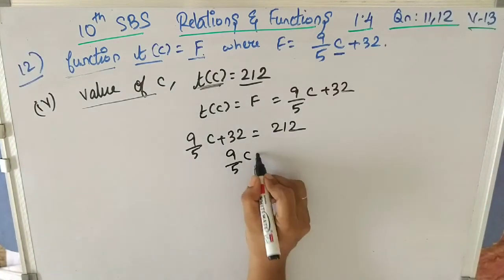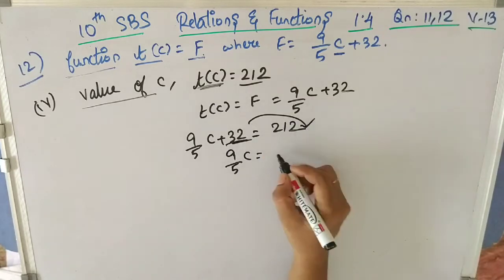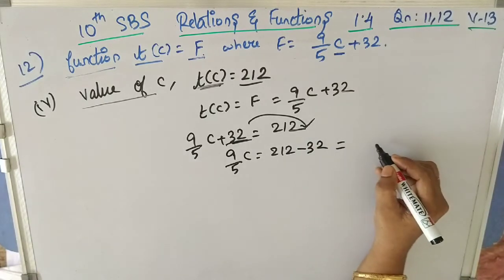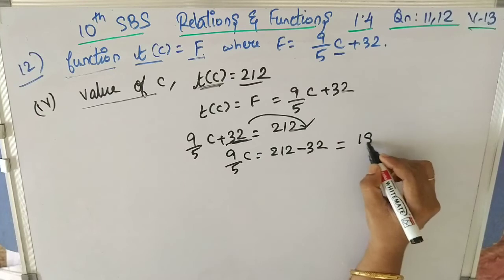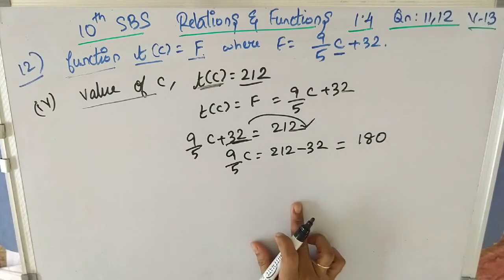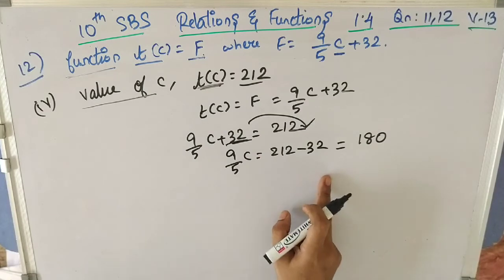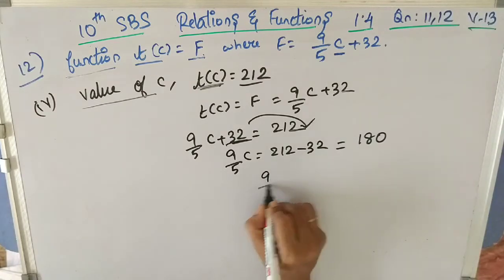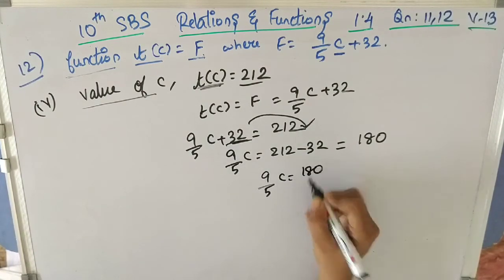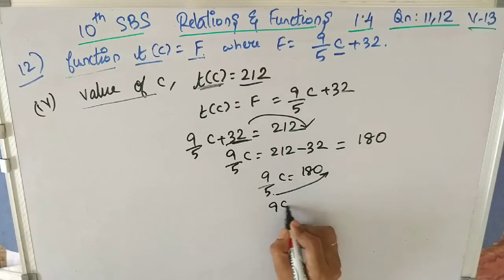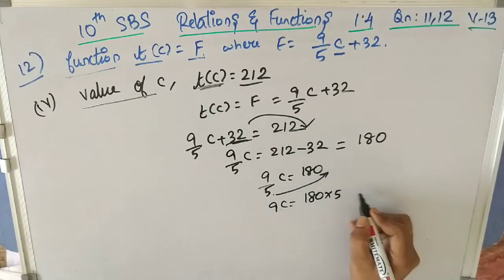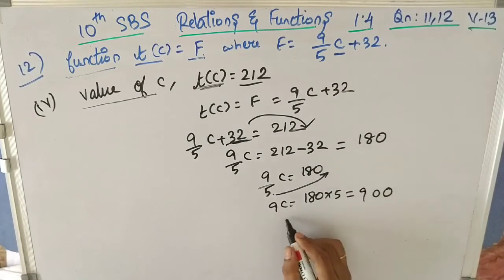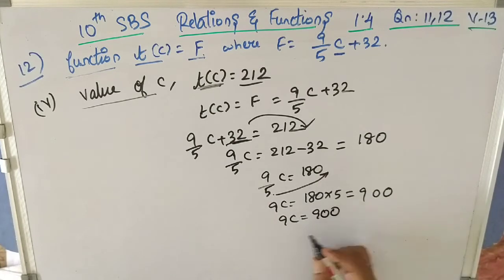Now 9 by 5 C is equal to, we are taking 32 to the other side and it becomes negative. So 212 minus 32, that is equal to 180. Clear? So 9 by 5 C becomes 180. I am just taking 32 to the other side and subtracting, 212 minus 32 is equal to 180. So 9 by 5 C is equal to 180. I am taking 5 to the other side and it becomes numerator. So 9C is equal to 180 into 5, that is 900. So 9C is equal to 900.